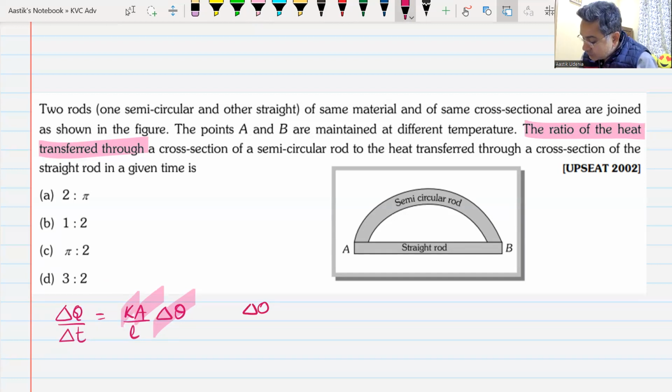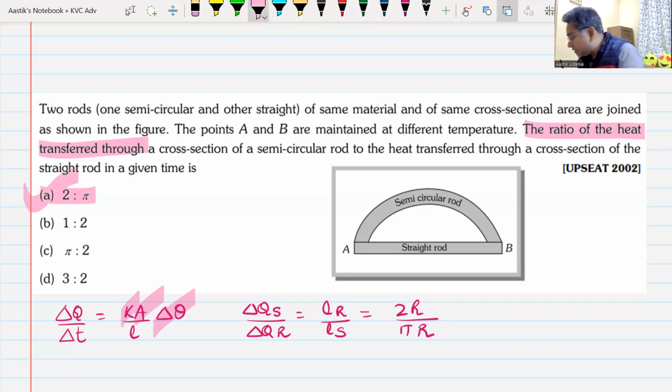So delta Q in the semicircle divided by delta Q in the straight rod will be the length of the rod divided by the length of the semicircle. The length of the rod is 2R, where R is the radius. So I write it as 2R divided by pi R. The answer I am getting is 2 is to pi. That is the answer we are looking at.